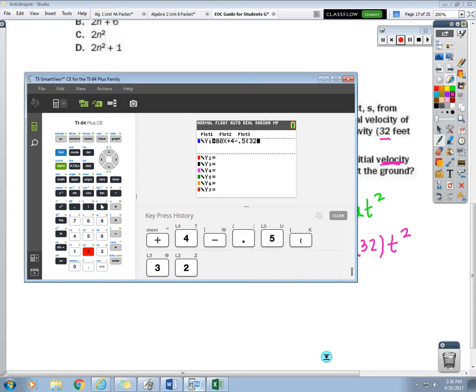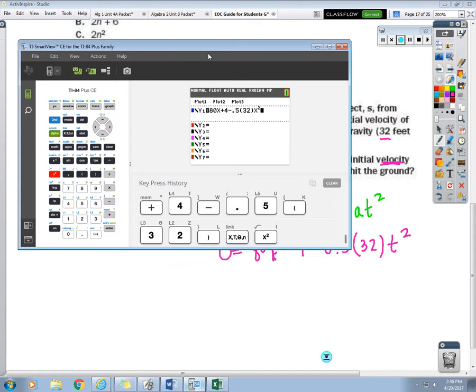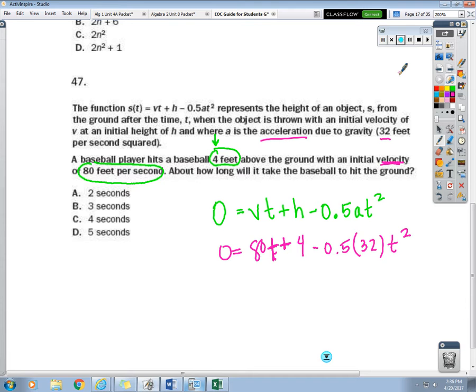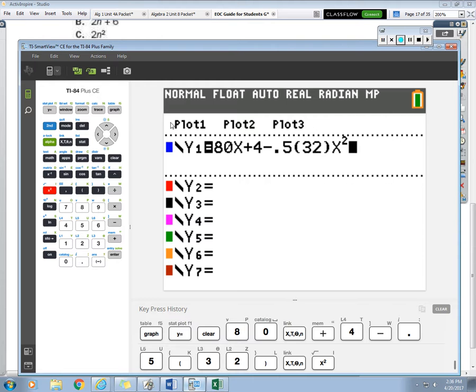Well, come show me what you typed in. Okay, look, 80x plus 4 minus 0.5 times 32x squared. Oh, because you used the negative sign right there instead of a minus, that's why. So here, let me fix it. Zoom 6. We'll change it back to the normal window. Okay, so has everybody typed it in and graphed it?